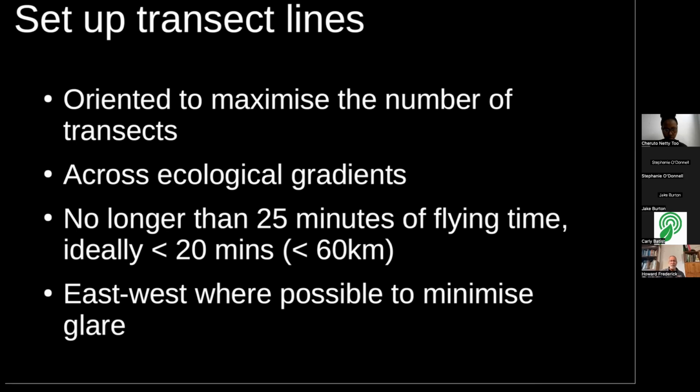Transects are usually set up east-west where possible to minimize the glare. If you're flying north or south, then you often end up with the early morning or late afternoon sun hitting the window, and it can reduce the amount of visibility that you have. But the other considerations, such as ecological gradients and maximizing the number of transects, can be more important.